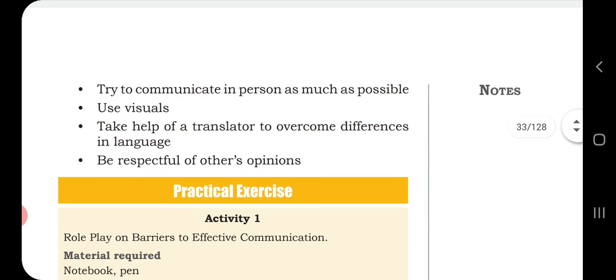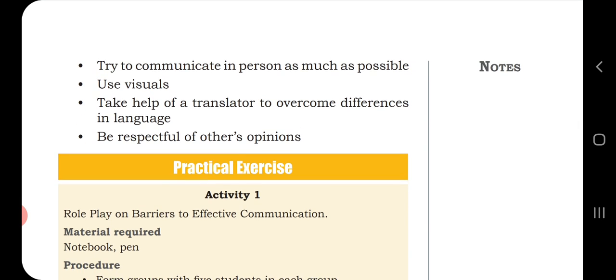Next is try to communicate in person as much as possible. So the communication becomes effective when we are speaking in person. Use visuals, means sign languages. Yes, use visuals, pictures to convey what you want to say. Take help of a translator to overcome differences in language. So as we discussed about the Chinese and the Tamil Nadu people, at such places, one should take help of a translator to overcome differences in language.